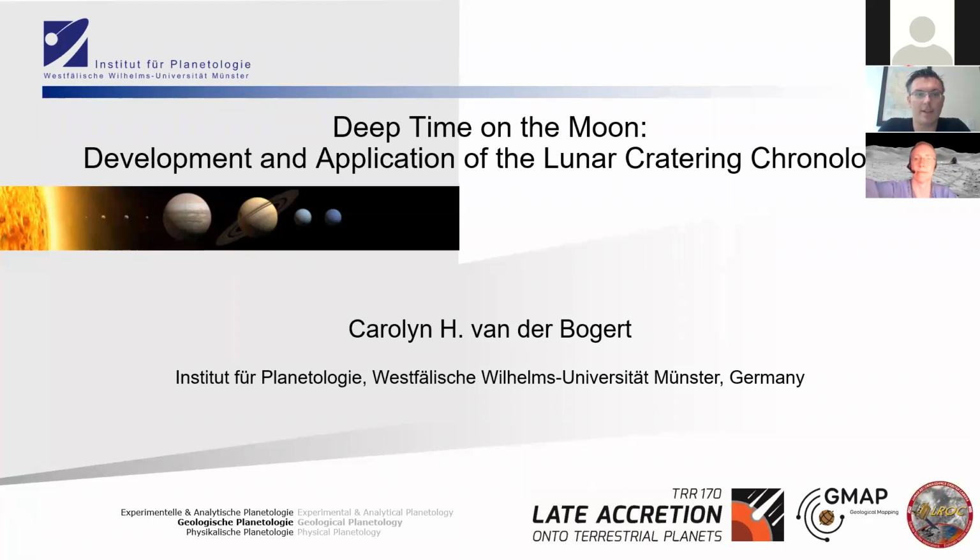Our guest this week is Dr. Carolyn H. van der Bogert of the University of Münster. Carolyn got her PhD at Brown University in 2004, and since 2009 has been a research scientist at the Institute for Planetology at WWU Münster. I forgot to mention also a co-investigator on the NASA Lunar Reconnaissance Orbiter, which she's been working on in various roles since 2009 as well.